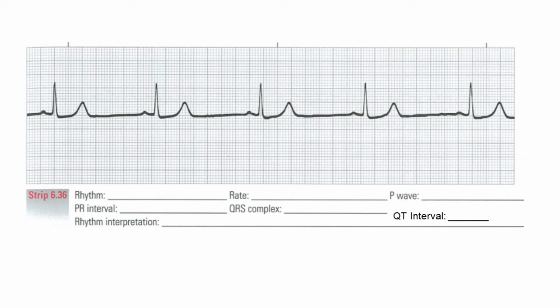And if those do or don't work, you can also consider putting a dopamine drip 2 to 20 mics per kilogram a minute or epinephrine 2 to 10 mics per minute.